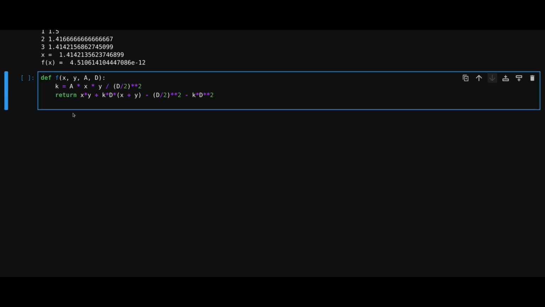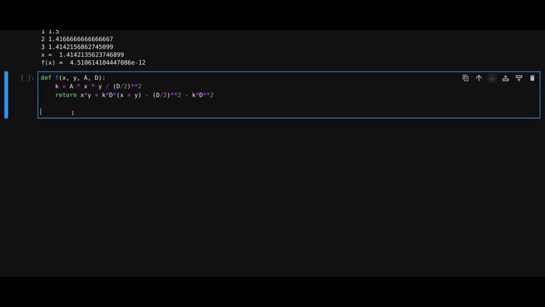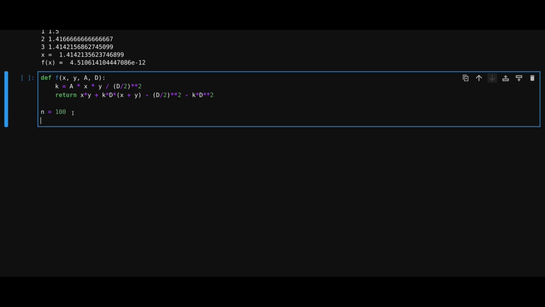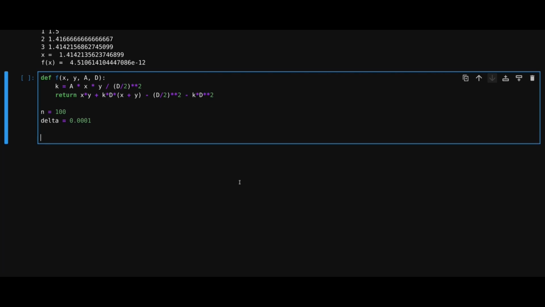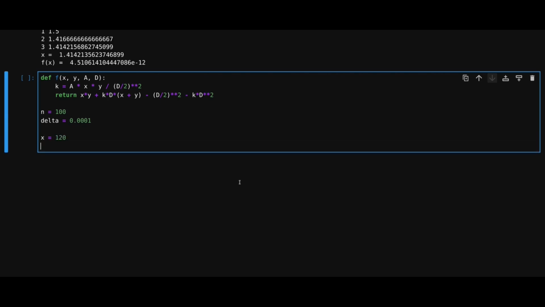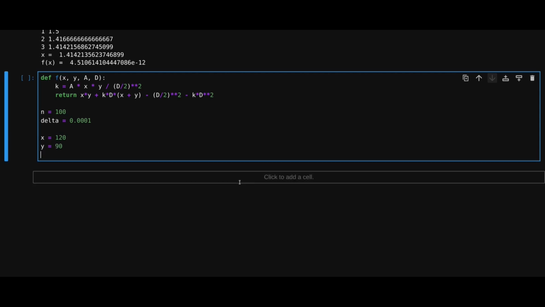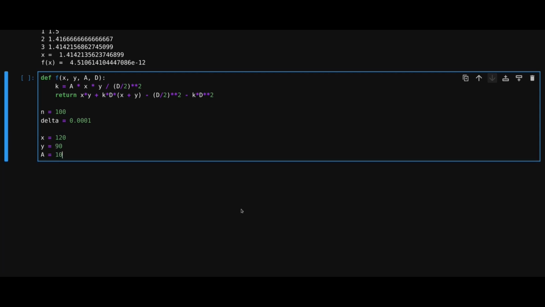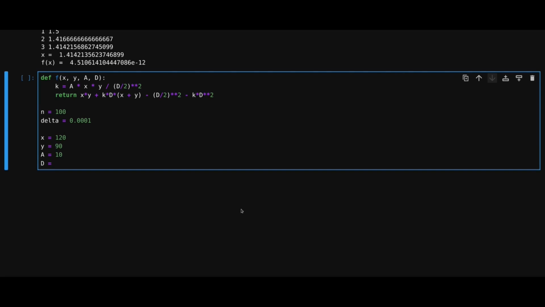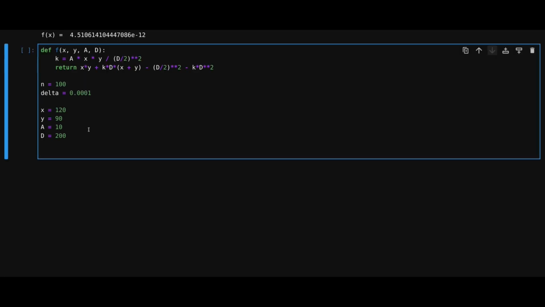Okay, next I'll define some parameters that we'll be using for this example. Let's say n is equal to 100. This will be the max iteration. And delta, let's set this equal to 0.0001. And let's say that we have x equals 120, y equals 90, a is equal to 10, and d is equal to 200. For the first example, we'll use Newton's method to find d. So given we know what x is, we know what y is, and we know what a is, then we'll use Newton's method to find d.